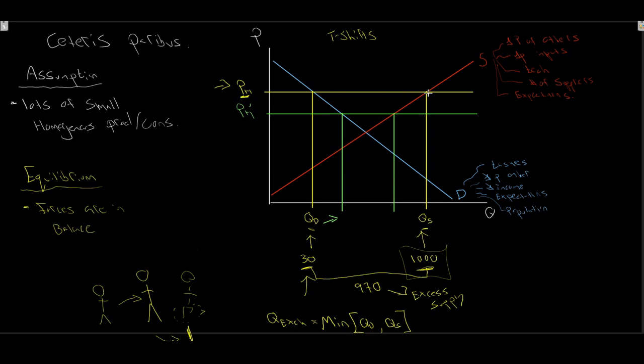I couldn't sell all my t-shirts here. I was able to sell more of them when I dropped the price. So in the future, maybe this is more realistic on my price. I'm not going to produce 1,000 t-shirts. The problem is, we still have this here as our excess supply. We still have more supply than we have wanting to be purchased. So we still have our same problem.